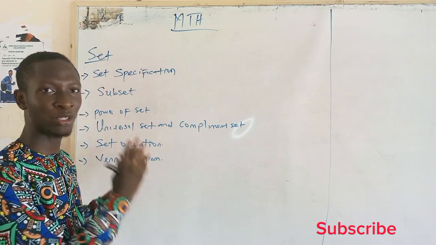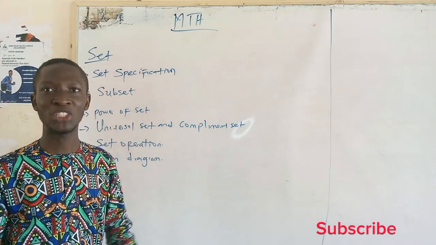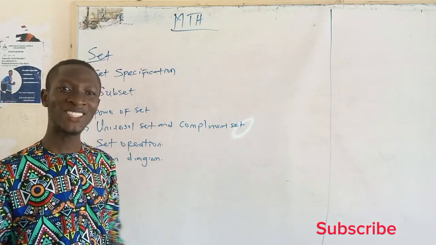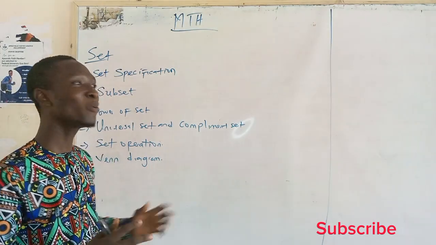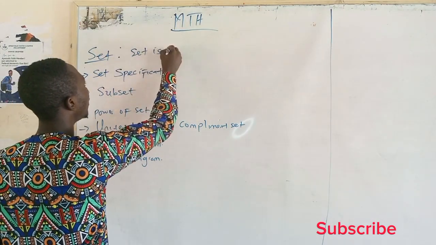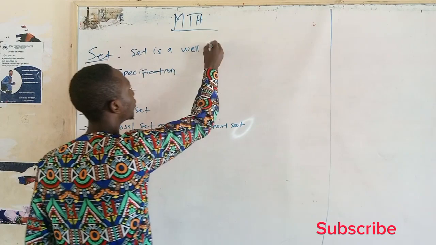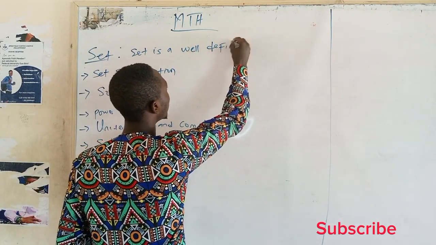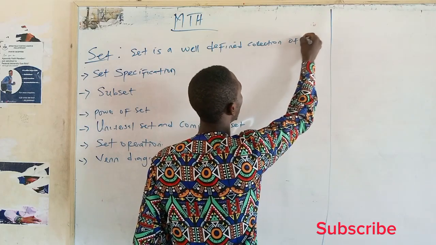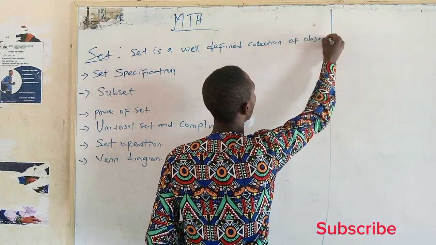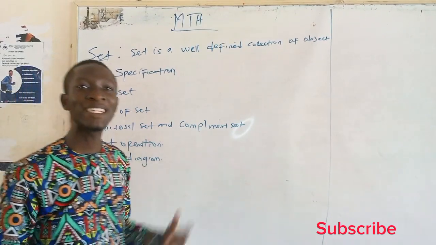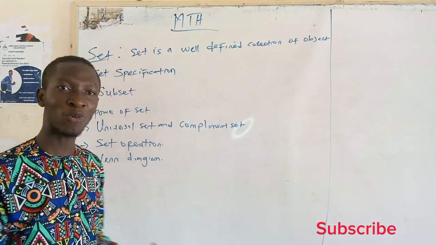So now I'm getting down to business, which is sets. So what is a set? A set is a well-defined collection of objects. Now what do I mean by a set? Look at it. A set is a well-defined collection of objects. So what do I mean by a set being a well-defined collection of objects?